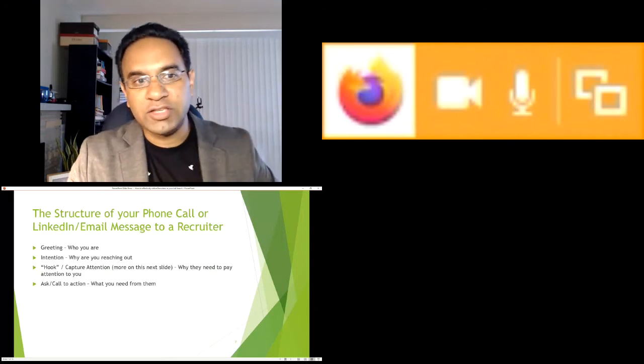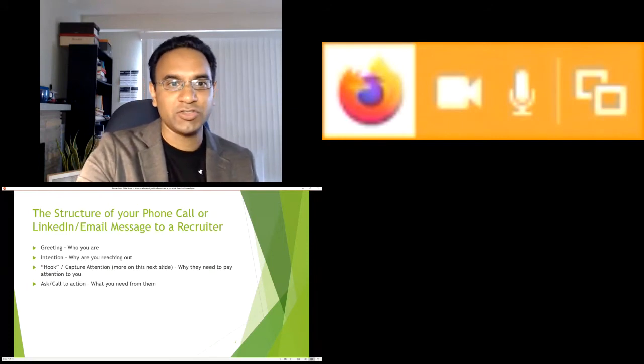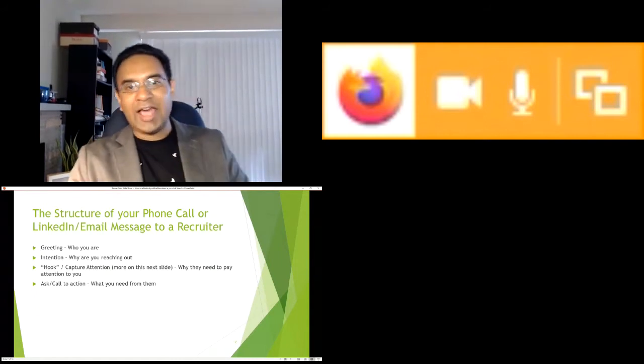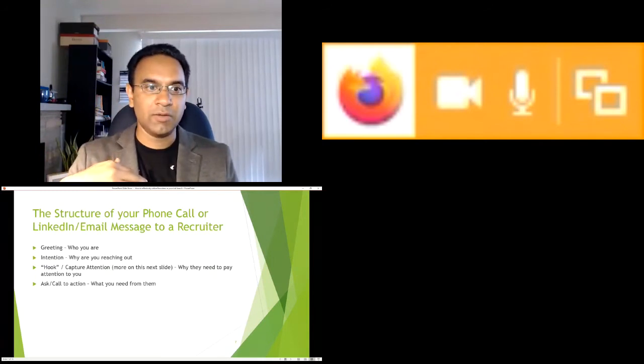And when you write a complete message like this, if you notice, it basically answers all of these aspects: who you are, why you're reaching out, why the recruiter needs to pay attention to you, and what you need from them. These answer all the questions the recruiter has in their mind as soon as they read your message.